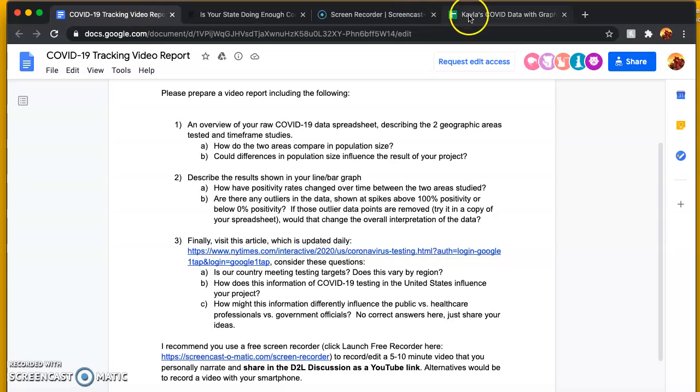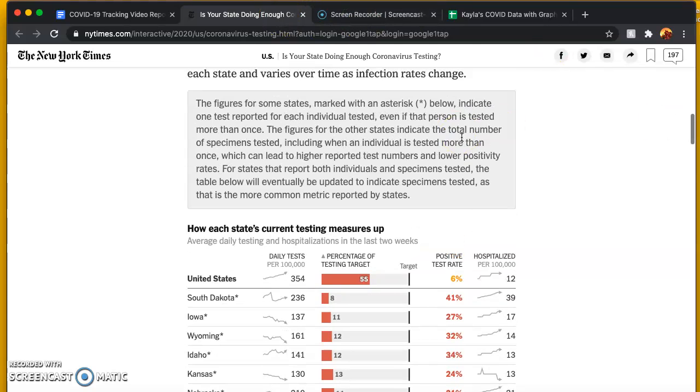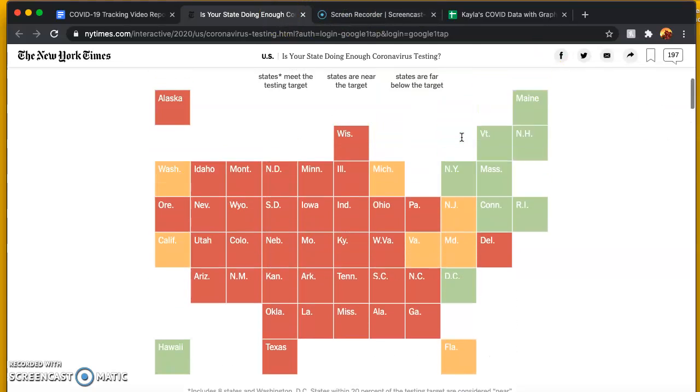Does this vary by region? It might, because let's look at the states again. These states are closer to, like, Washington. Oh, that's fine. Hawaii. Maybe it doesn't. Maybe every other state just doesn't have more restrictions and people not wanting to social distance and take every precaution possible.